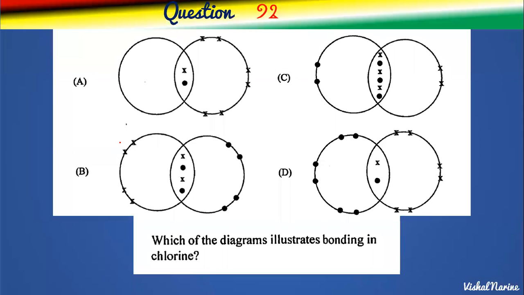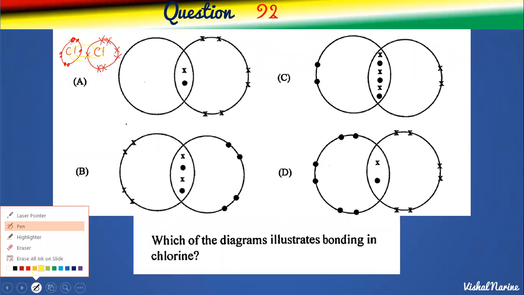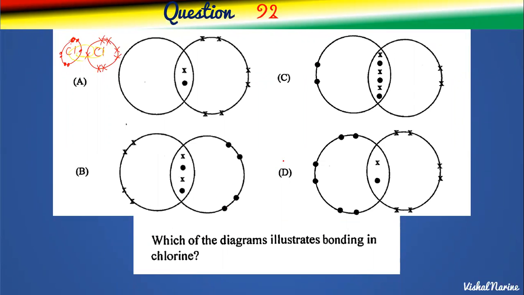92, which of the diagrams illustrates bonding in chlorine? So chlorine has 7 electrons in the outer shell. Let's draw another chlorine here. So what's going to happen? We're going to have a single bond. All right, so that answer there is going to be D. All right, so the persons who have said D, that is correct.